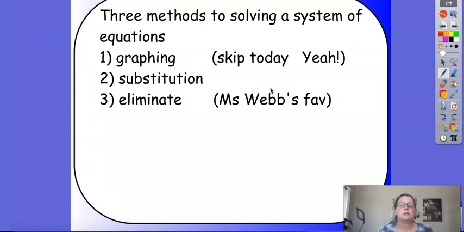Okay, there's three methods to solving a system of equations. By graphing, we're going to skip that one today, but normally you would graph two lines and see where they intersect, and where they intersect would be the solution that's true for both lines. You can do substitution, which I'm going to go over. Substitution's kind of a pain too, but I'm going to go over it with you. And then this should be elimination. In fact, let me fix that. Elimination. And this is my fave. And this is what we'll probably be using the most in Algebra 2.